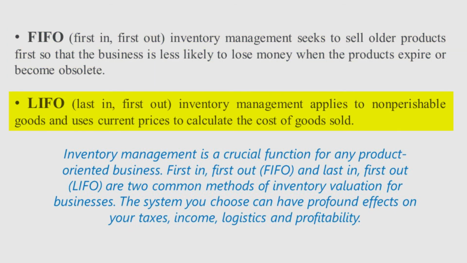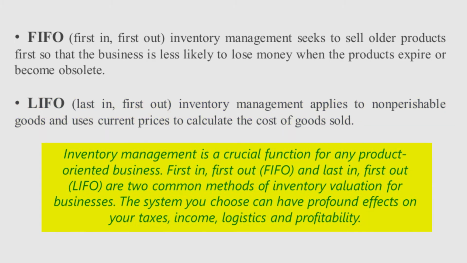The LIFO, last in, first out, inventory management applies to non-perishable goods and uses current price to calculate the cost of goods sold. Inventory management is a crucial function for any product-oriented business. First in, first out, and last in, first out are two common methods of inventory valuation for businesses. The system you choose can have profound effects on your taxes, income, logistics, and profitability.